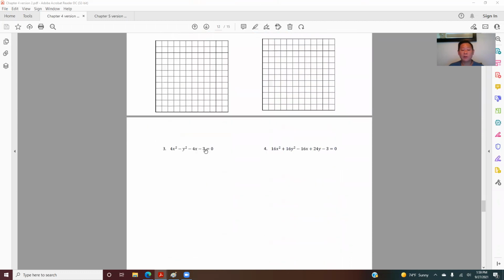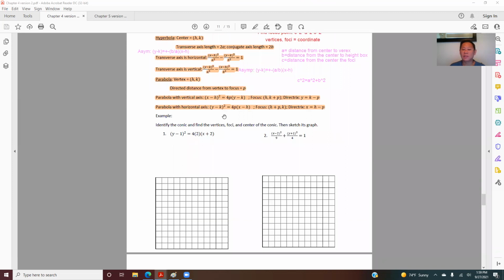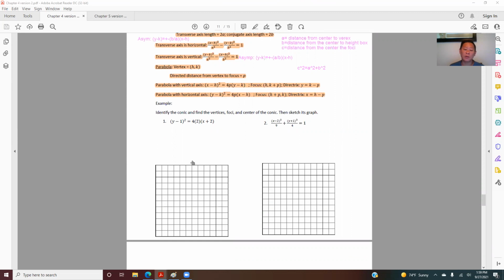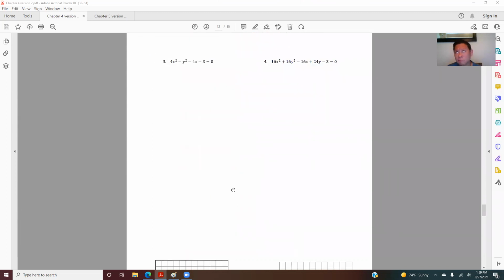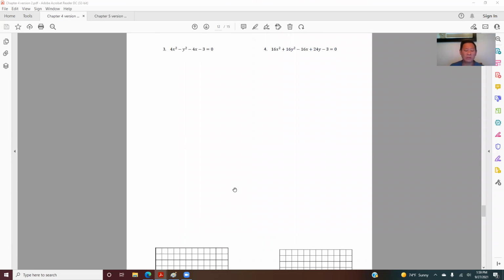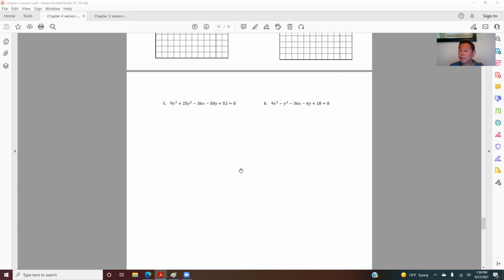We'll concentrate on what we call completing the squares, because this is worth a lot of points in your next test, test number 2, where you need to perform completing the squares to figure out what conic sections we have. And then you have to give me the vertices, foci, center, all the goodies, and then graph it after that. So this is worth around 10 to 12 points in your test 2, which is a big chunk of it.